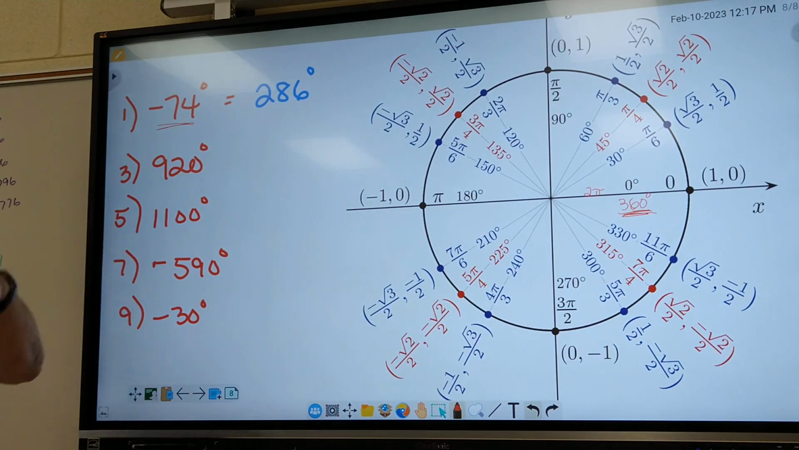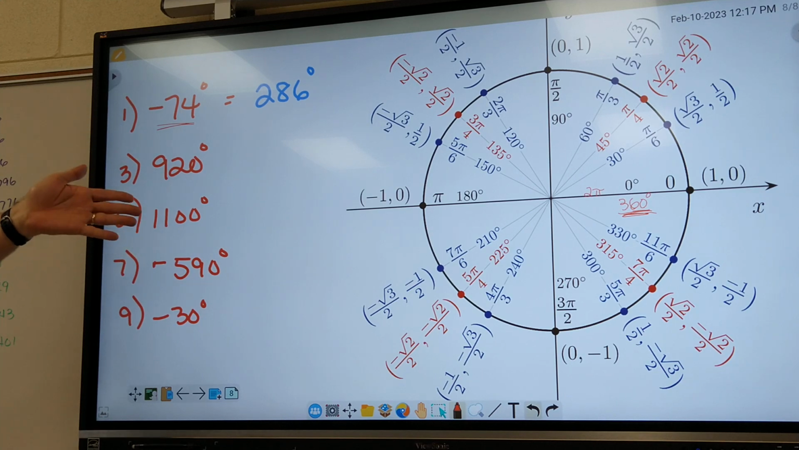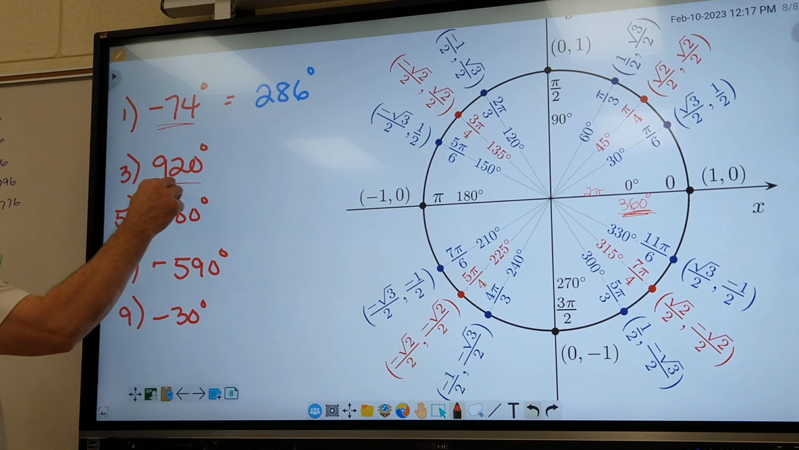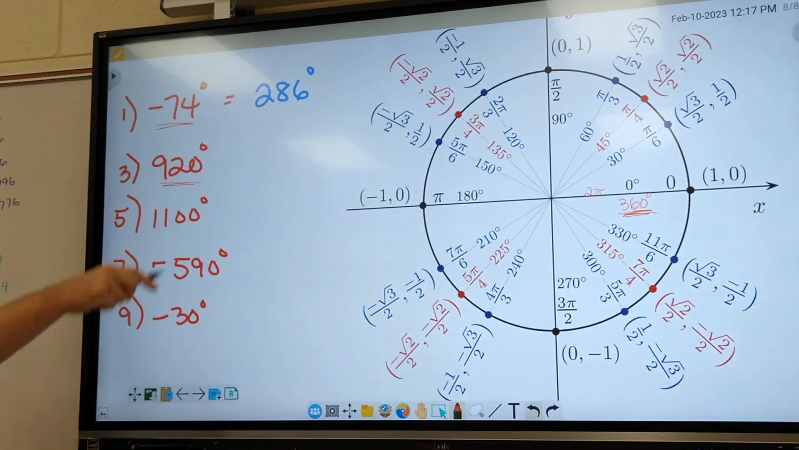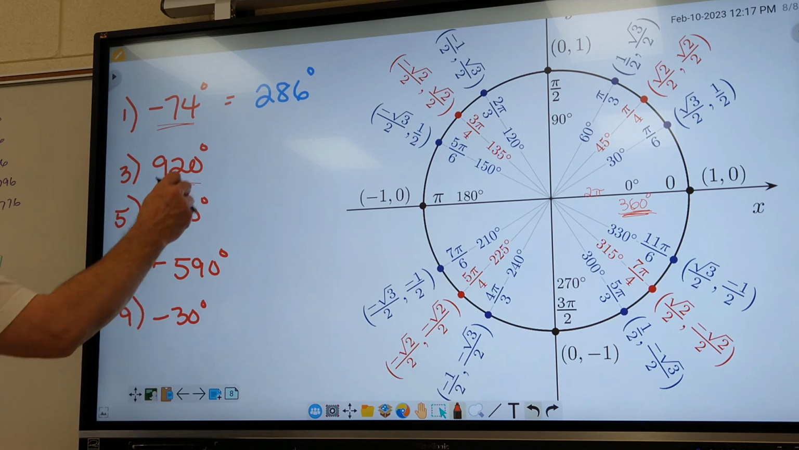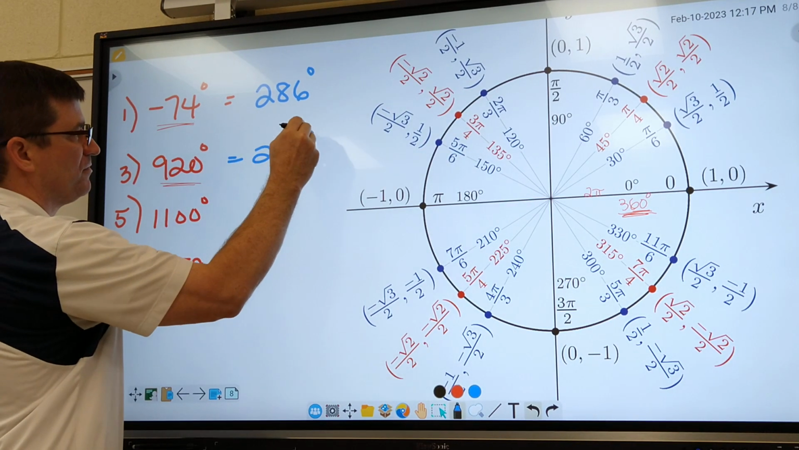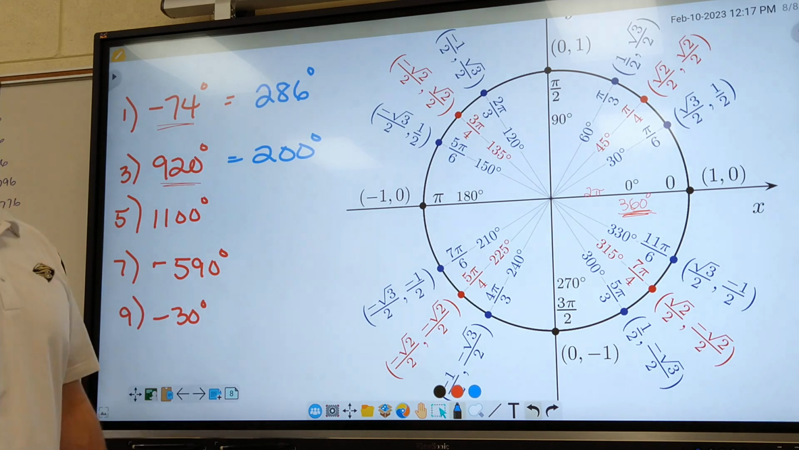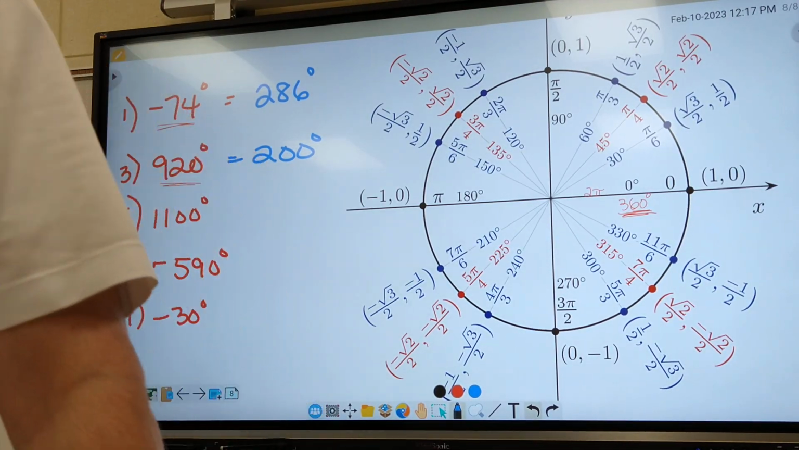All right, now look at number 3. We're going down the left column. What if it is a positive number, but it's so big, it's not on your circle? Now we subtract 360, and you might have to subtract 360 several times. So I got 920 minus 360. You have to do it twice. Still too big. Subtract 360 again. What you got? 200. 200 degrees would be your lowest positive coterminal angle. And all that means is it's between 0 and 360.